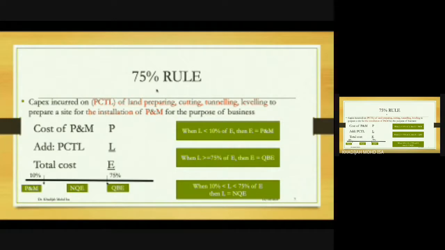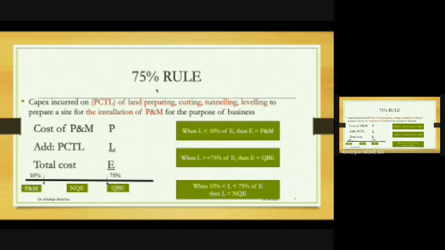So for total E, you claim plant and machinery, which means the AA is 20%, IA is 14%. But if your PCTL or your L is 75% or more of E, then E is QBE. So everything is qualifying building expenditure. So what happens is that you're going to claim IA and AA based on the type of building that you are computing.